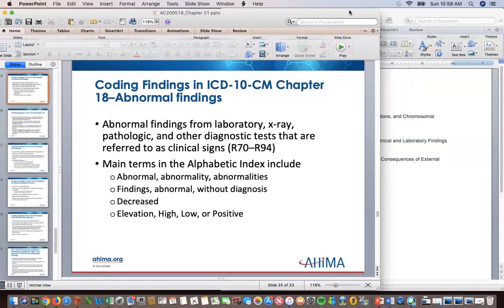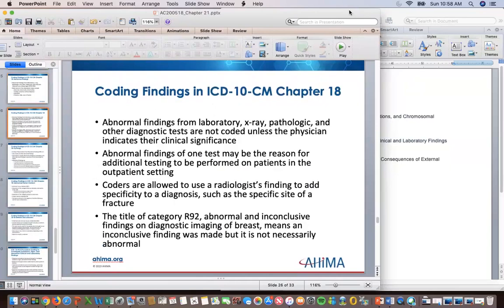You can also code out abnormal findings from the laboratory if they think they're pertinent. So main terms in your alphabetical index are abnormal, abnormality, findings, abnormal, decreased, elevated, high, low, or positive. A lot of times patients will come in with an elevated blood pressure with not anything else documented. So you can pick that code up also. It just tells a better story about why the patient is there.